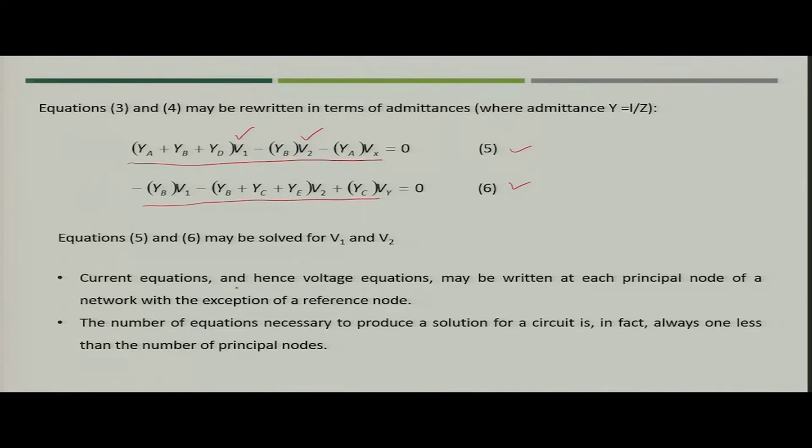So the current equations, and hence the voltage equations, may be written at each principal node of a network with the exception of the reference node. So you have written them for principal nodes 1 and 2, and you need not write any equation for the reference node. So you got two equations. Now the number of equations necessary to produce a solution for a circuit is in fact always one less than the number of principal nodes.